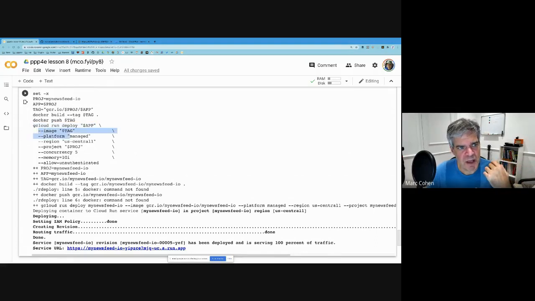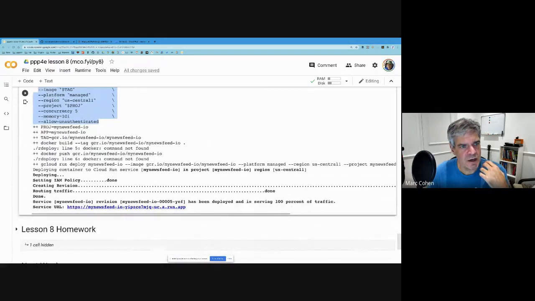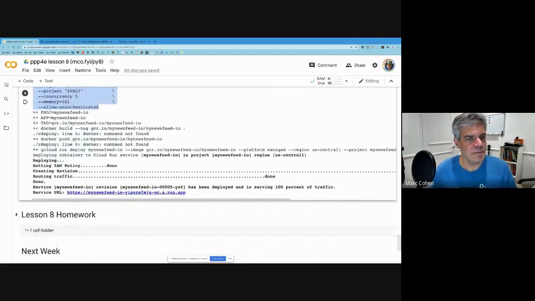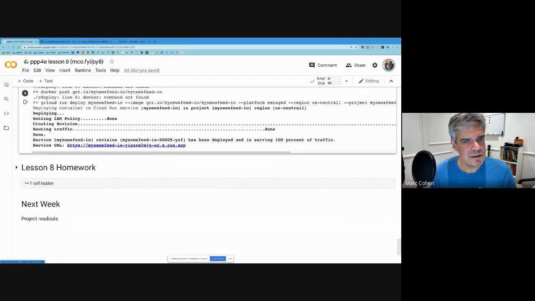There's a bunch of things I'm adding; this is all configuration stuff. And then from that point on, it's not working because it's not finding Docker. I'm not sure why. So I'm going to have to figure that out.